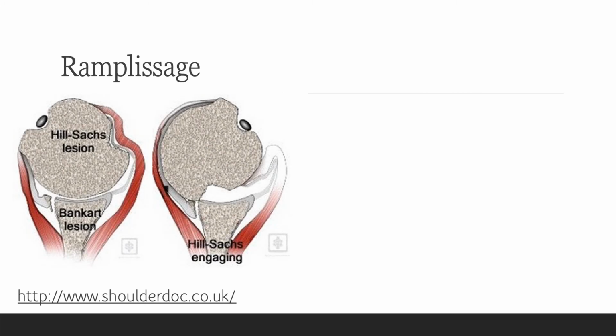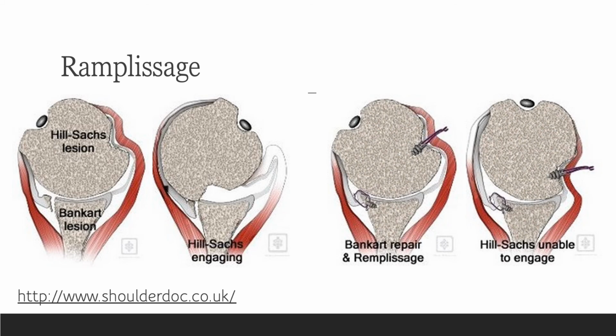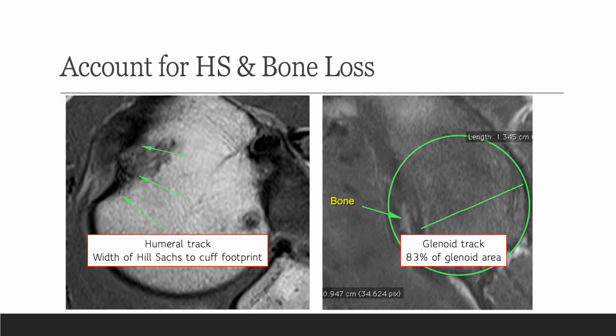What can they do on the humeral side? What they do is they take a part of the infraspinatus muscle, they clamp it into that Hill-Sachs defect, and they fix that, and that is called a remplissage surgery. So that's the next thing that happens. So in these patients, you may have to do a Bankart repair as well as a remplissage.